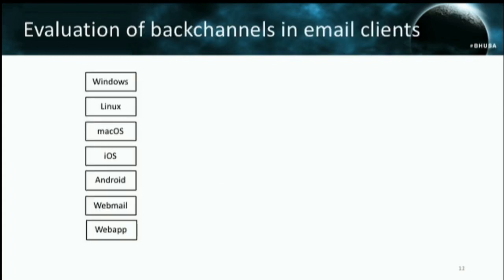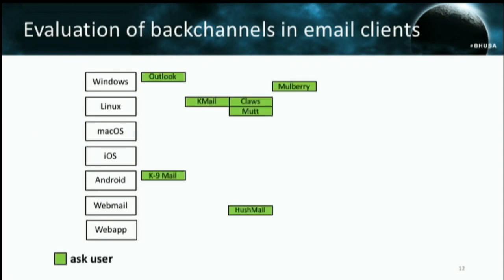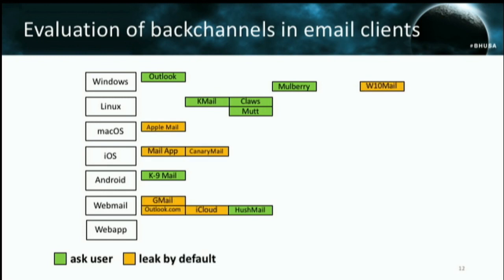Okay, so we systematically analyzed 47 email clients for backchannel techniques. And there are actually some email clients where we couldn't find any backchannels. So, for example, they will ask the user before loading remote content such as images. So this can also be used for further attacks, but it's not fully automated. It requires some user interaction, right? And then there were also some other email clients, the orange ones. They would simply load, for example, remote images in the default configuration. So this can be disabled by the user, but in the default config, we have a backchannel, right?